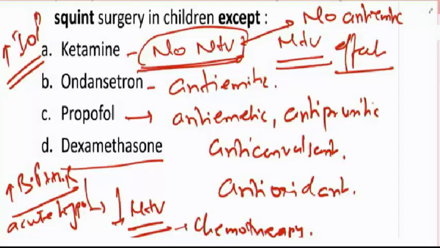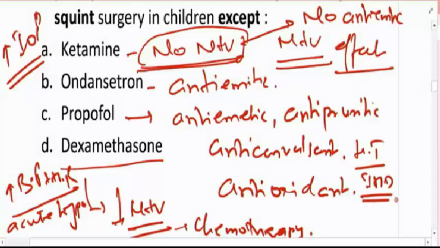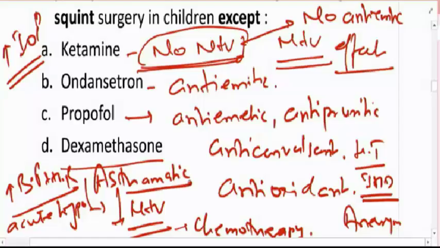Now, ketamine is contraindicated in hypertensive patients, ischemic heart disease patients, and aneurysm patients. Now, ketamine is a potent bronchodilator and drug of choice for asthmatic patients. Now, ketamine causes minimal respiratory depression.